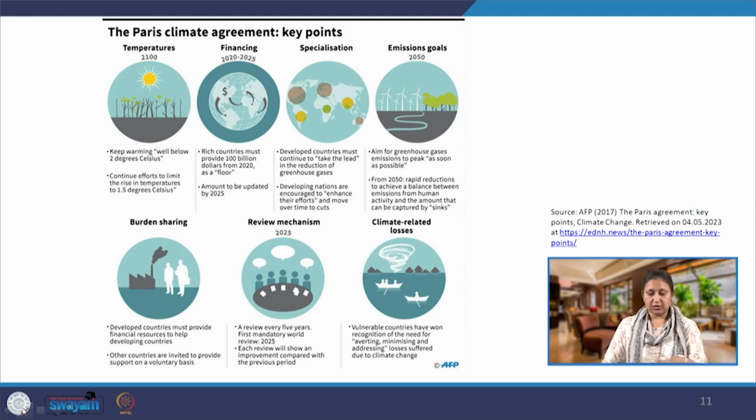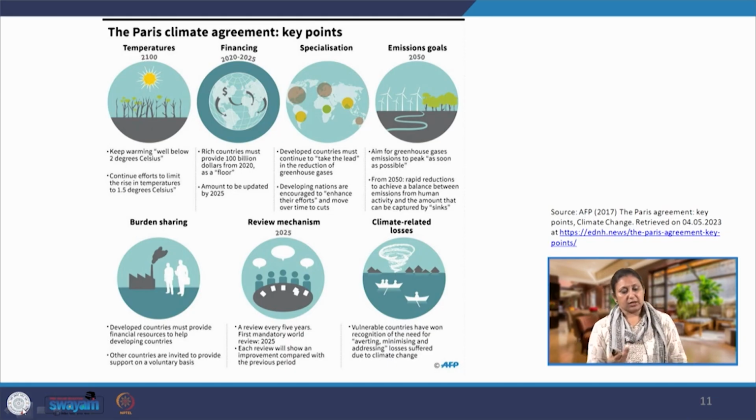So, again, going further into the detail, we have already talked about temperatures, but if we look at financing, the Paris Agreement talks about the commitment from rich countries to provide $100 billion from 2022 as a floor to start the activities, and the amount will be updated by 2025. We are not talking about the success indicators, how successful the Paris Agreement has been on each of these indicators, which we will look at later, but not all of these points are being followed fully, or the targets that countries have set for themselves have not been met.